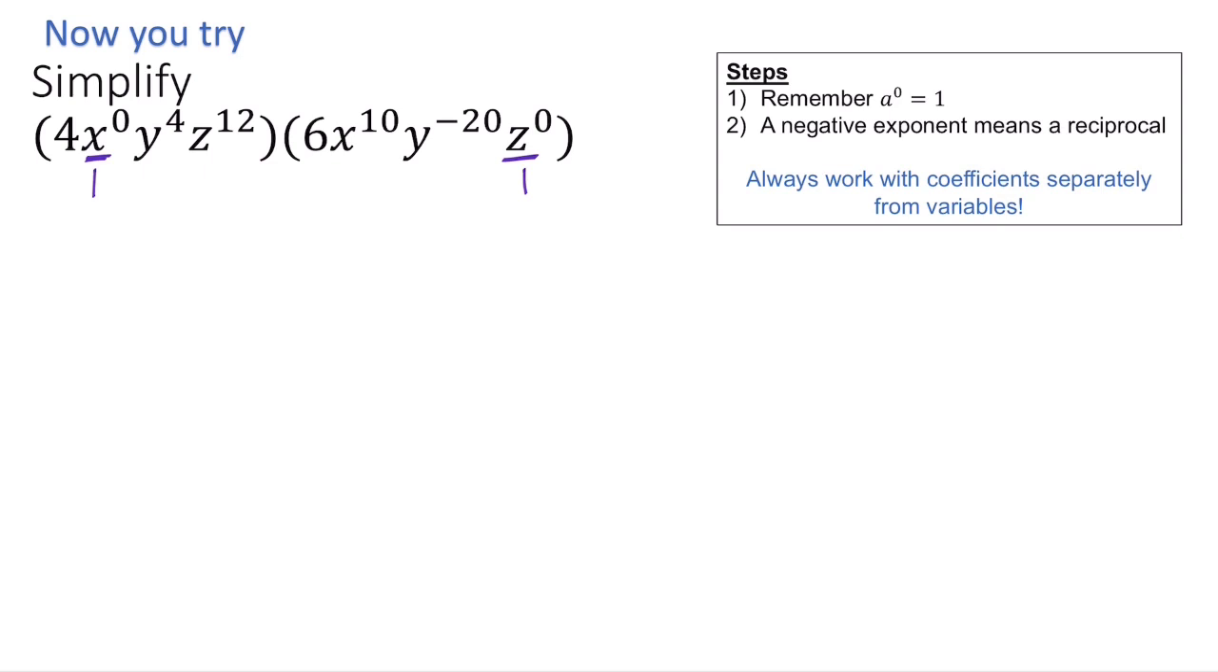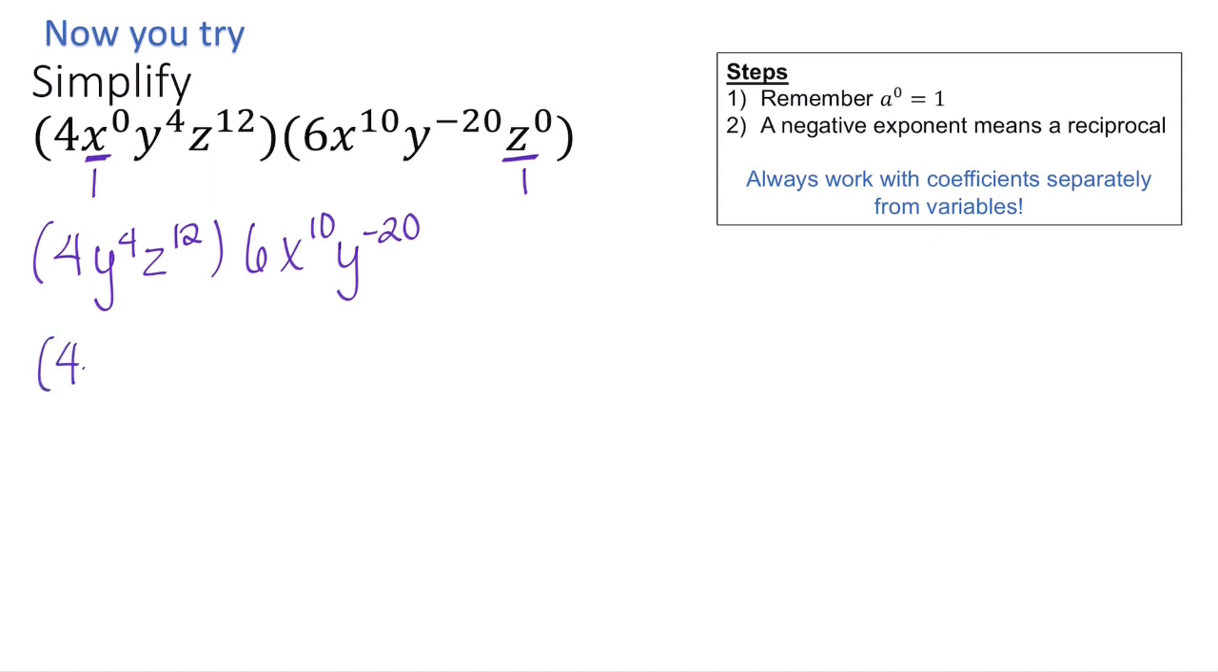Okay, so now let's think about what we have left in this problem. So we have 4 times 1, so that's just 4, y to the 4th, z to the 12th, times 6x to the 10, y to the negative 20, and then that's just times 1, so we don't need to write that again.